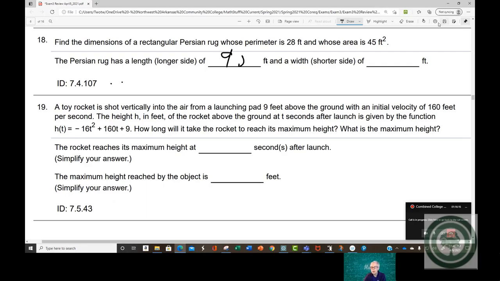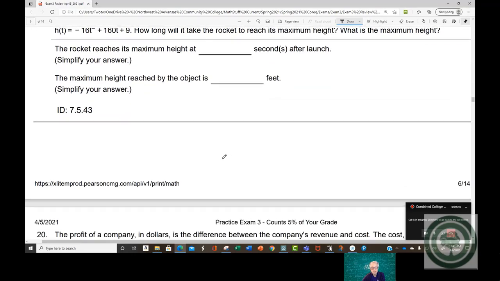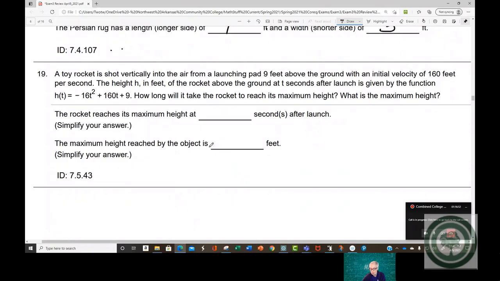So up here, the longer side is 9 feet. Oh, they have the feet there, so I don't have to write it. And the shorter side is 5 feet. So that's how we do that. We have to use perimeter and area in order to solve for one of the variables and put it in the other.